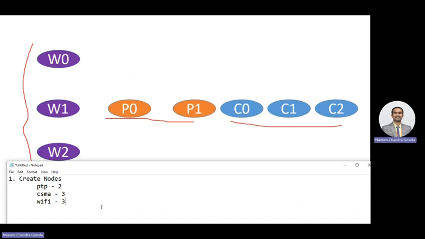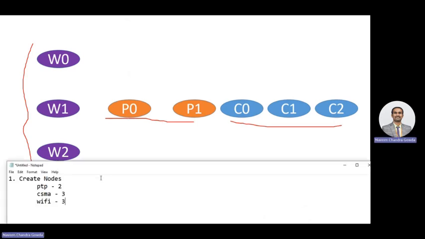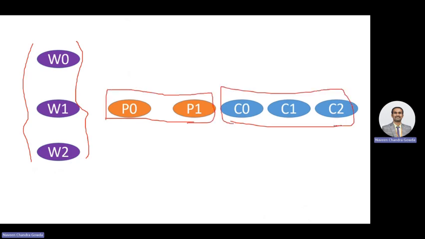Okay, 8 nodes in total I have to create. As I discussed in the previous session, when I discussed the bus topology, I made it clear that I'll be making this P1 special, because if I create all these three types of nodes, the point-to-point nodes, CSMA nodes and Wi-Fi nodes, separately, these two nodes will be separate, and these three nodes will be separate.